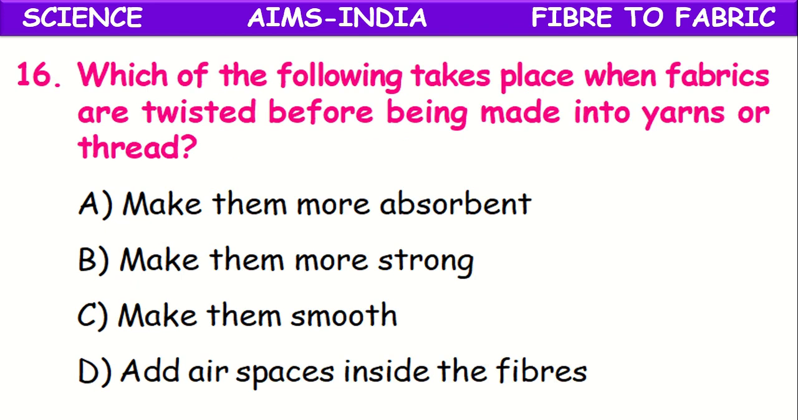Next, which of the following takes place when fibers are twisted before being made into yarns or thread? So by twisting, what happens? Make them more absorbent, make them more strong, make them smooth, add air spaces inside the fiber. So they make them more strong. Fiber becomes more strong by twisting. Okay.